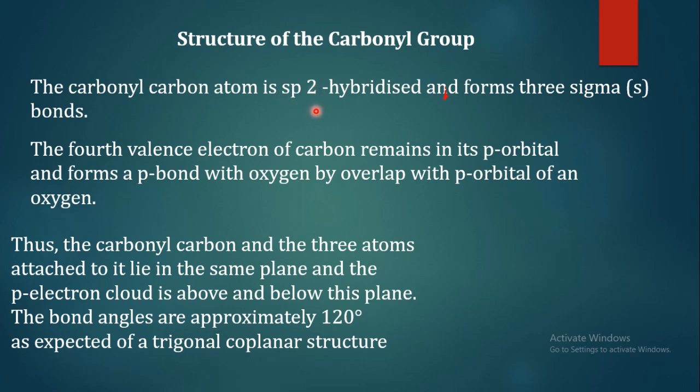Okay, so like that our carbonyl group is basically sp2 hybridized and forms 3 sigma bonds. How many? 3 sigma bonds. This is not important though, but you should remember according to the MCQ pattern. Because the fourth valence electron of carbon remains in its p orbital. If you don't know what is p orbital, after doing the electronic configuration of carbon, we will get 1s2, 2s2 and 2p2, because carbon's atomic number is 6.